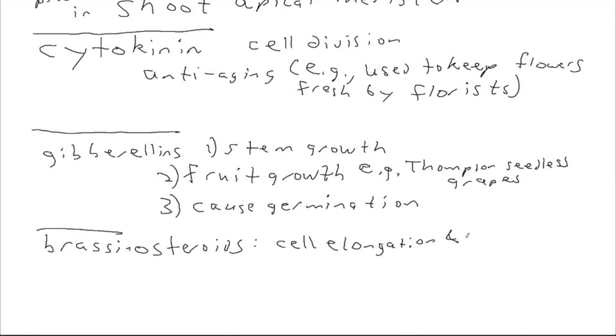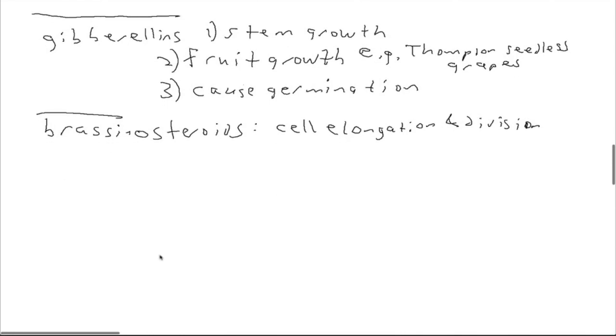So I'll just say cell elongation and division. It's rather similar to Auxin. We won't spend too much more time on that. But we should at least remember the name. If they ask us to list the major 6 types, this is one of the 6 types. Okay?